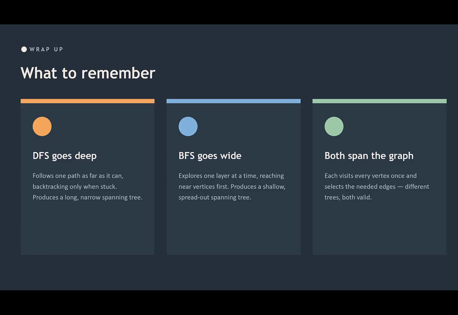Remember, both algorithms are going to span the graph. That means they each visit every vertex once and select the needed edges to produce different trees that are both valid.